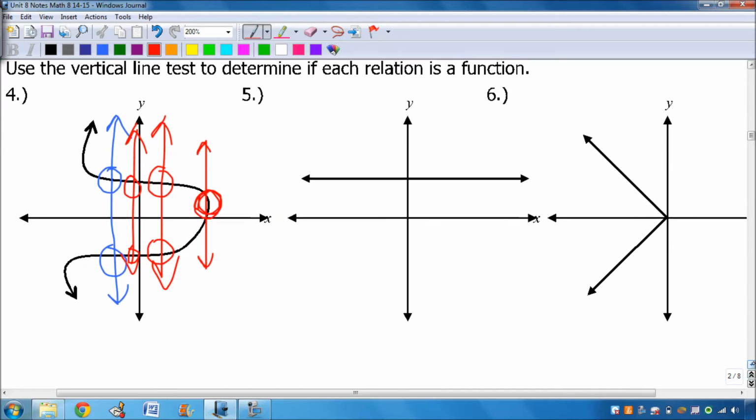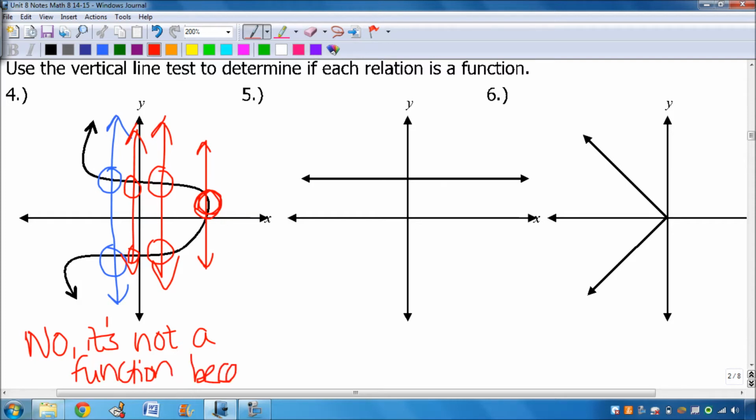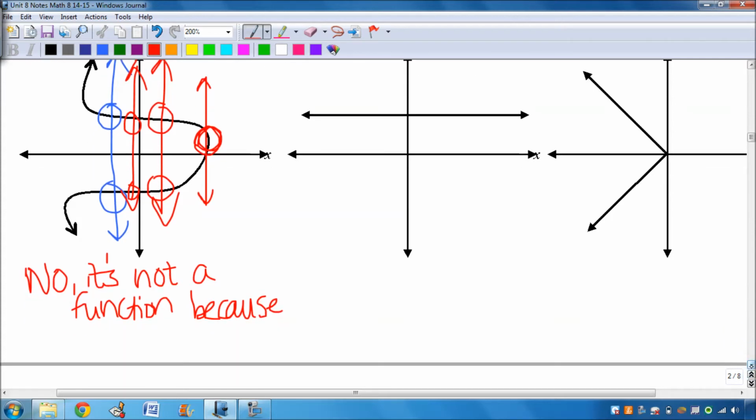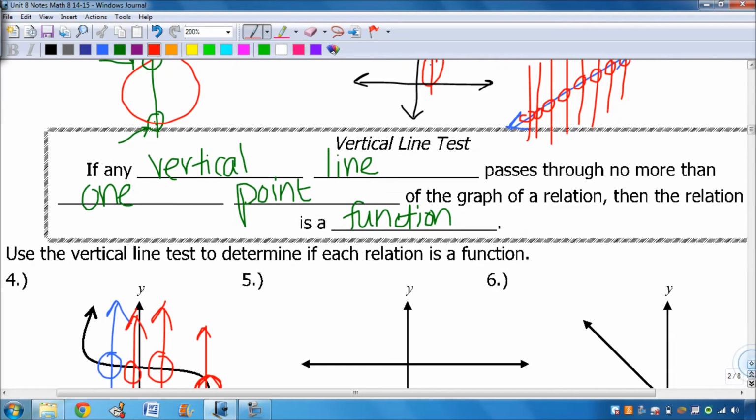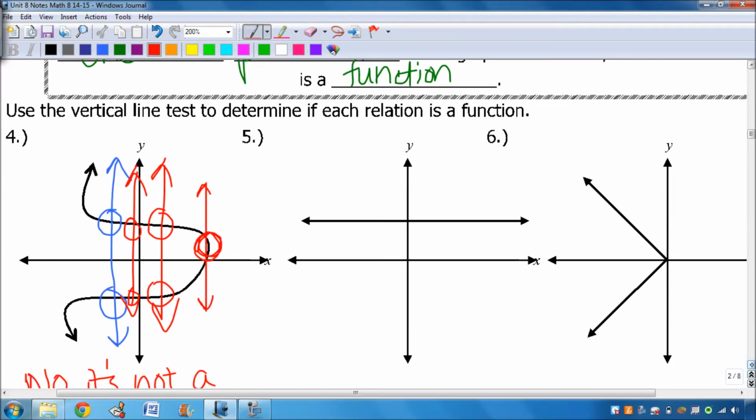So here we're going to say for number 4, no, it's not a function because it fails the vertical line test. And we'll use the abbreviation VLT to stand for the vertical line test. I want you to try questions 5 and 6 and then come back to me when you're ready to go. We'll see how you did.